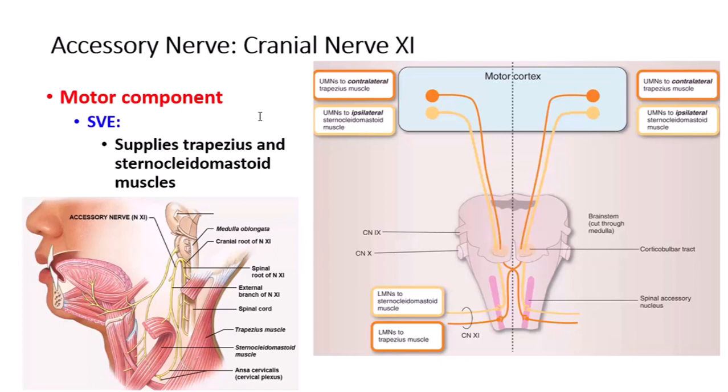The lower motor neurons are in the spinal accessory nucleus, and the fibers from here go back up through the foramen magnum, and from there go to the jugular foramen, and then go and supply the sternocleidomastoid and trapezius muscles. By the way, cranial nerves 9 and 10 also pass through the jugular foramen.